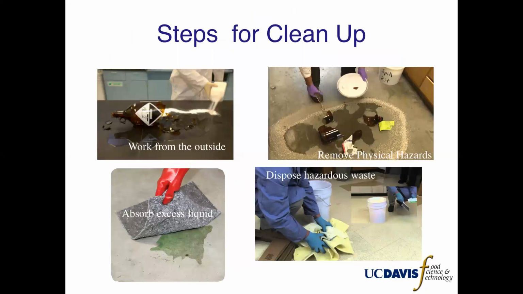Here are some steps for cleaning up chemical spills. Work from the outside in. Start containing the spill with a barrier of absorbent material to prevent further spread. Remove any physical hazards such as glass with tongs and place in a hard-bodied container. Absorb any excess liquid using paper towels or other absorbent material. Double bag in plastic bags or a single hard plastic container and dispose of as hazardous waste.